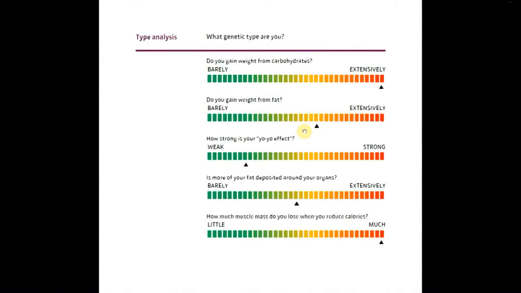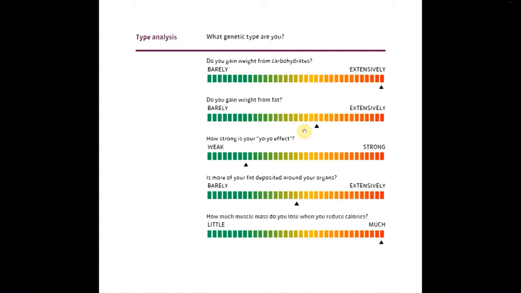We know that certain genetic variations make this muscle mass loss more severe than other genetic variations. So this is what we tested here. Depending on where your arrow is, if it's like here, it means that if you reduce your calories, if you break down fat deposits, you will also lose a lot of muscle mass. And we need to counteract this. How we do this, I'm going to explain to you later.